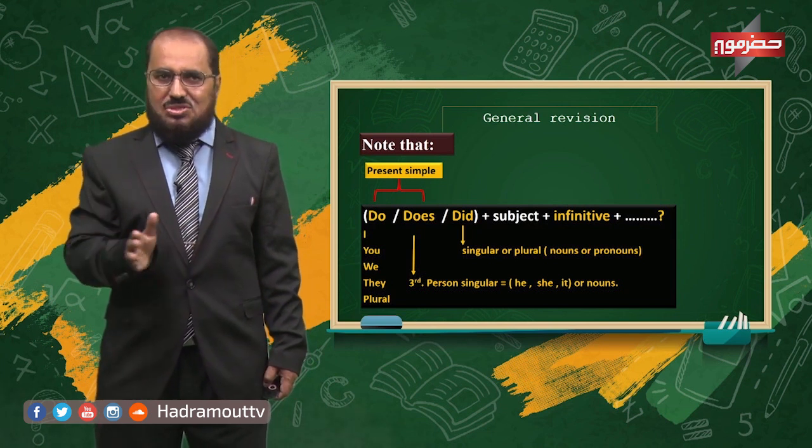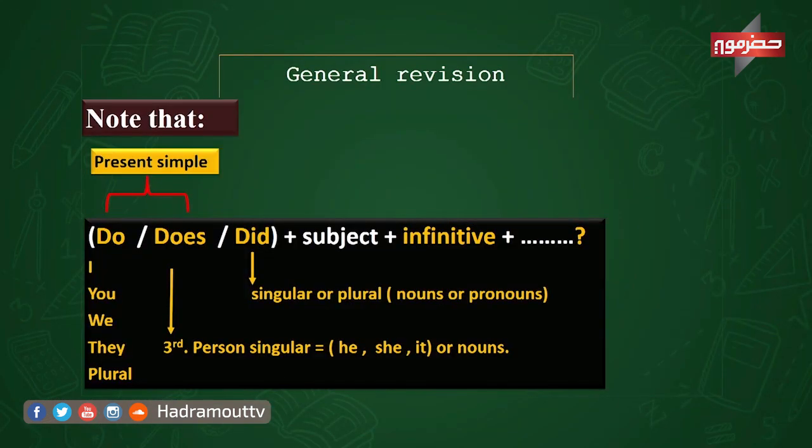Does is also present simple with the third person singular. Third person singular, what is this? I am, I, the first person singular. You, maybe you are only one, you are the second person singular. The third person singular, he, she, or it, or any noun. Ahmed, Hassan, Salwa, Samira, the cat, the camel, and so on.